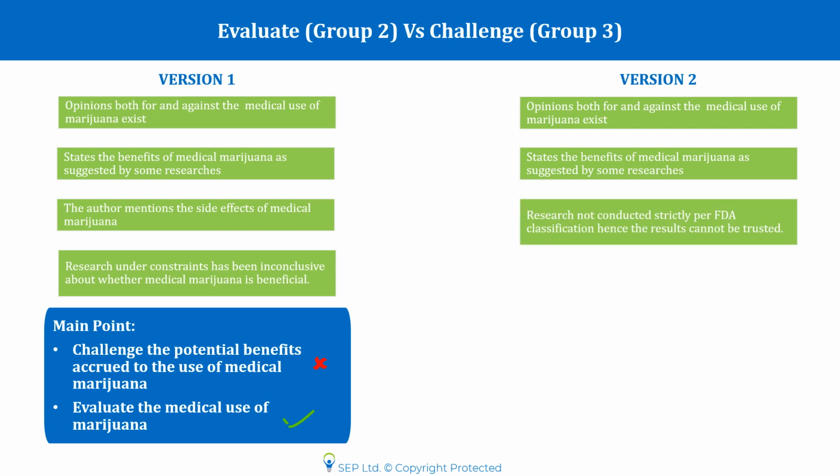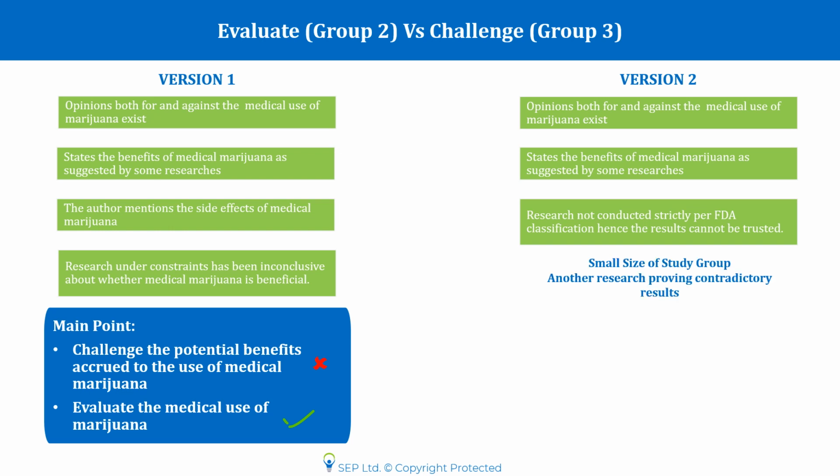Well, in the third paragraph, the author is saying that the research mentioned earlier was not conducted according to the FDA recommendations, and therefore those results cannot be trusted. In other words, the author is raising doubts or is questioning the results of the research. We already know that whenever the author expresses disagreement or doubts about something already believed to be true, then those words belong to group 3.